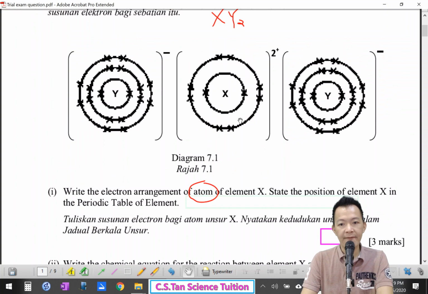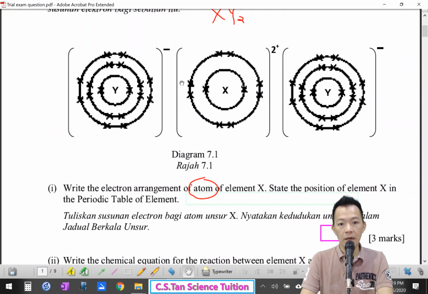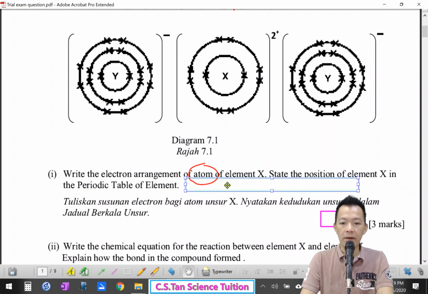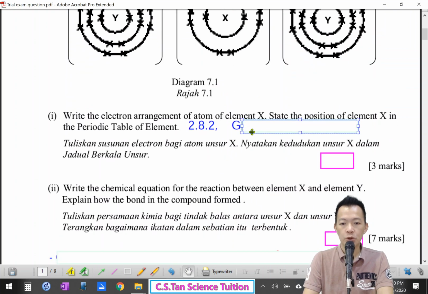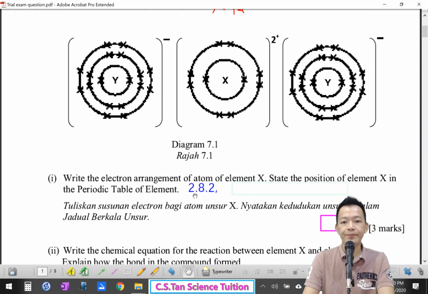So where does the ion come from? So X donates one electron to make itself become octet. So the original atom actually is 2.8.2, because the 0.2 electron loss finally becomes 2.8.1. So the atom of element X actually is 2.8.2. 它的 atom 的 arrangements 2.8.2.